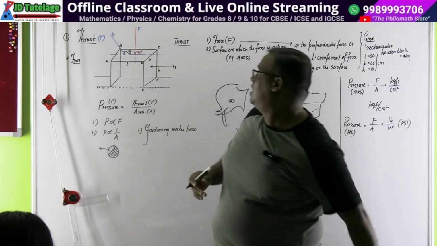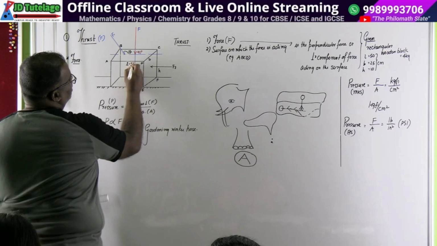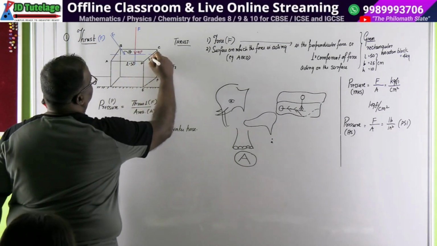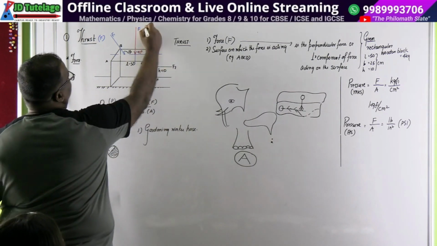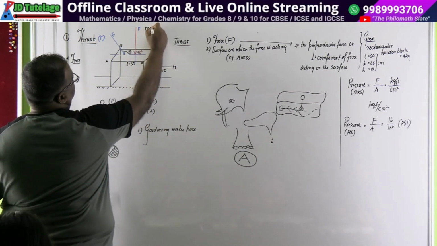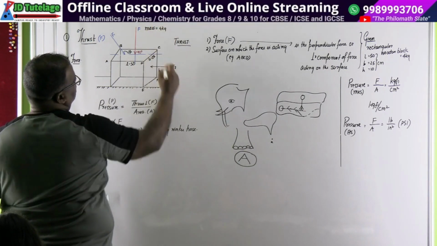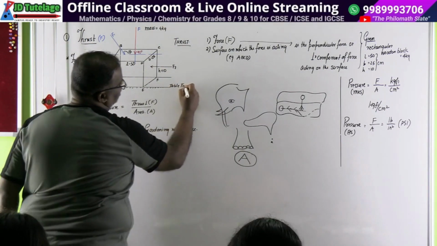So you can just take this as the problem. Length is equal to how much? 50. Width is equal to 25. And height is 10. The figure got a bit messy. And they've given you the mass. Mass is how much? 4 kg. So this is the tabletop. Try to find what is the pressure on the tabletop.